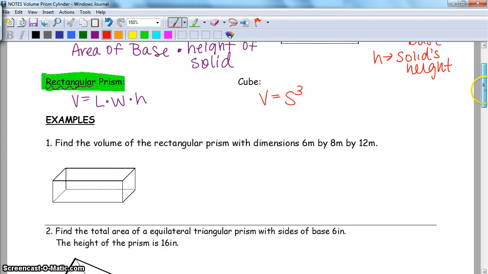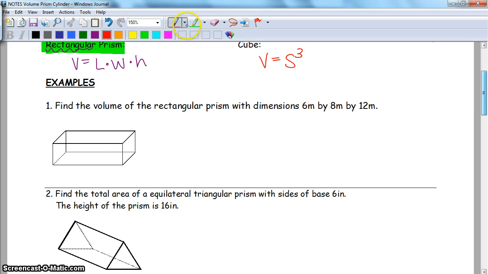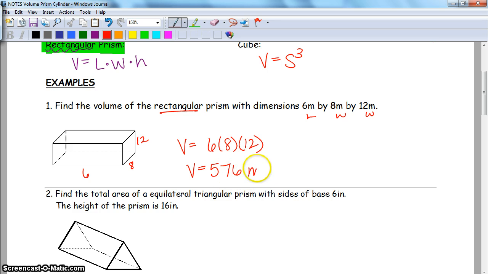So let's look at the first few examples here. When it says that this first rectangular prism has dimensions 6 by 8 by 12, it actually doesn't matter which one you do. I usually think length times width times height. So 6, 8, and 12. You can certainly put the 12 on the front. It doesn't actually matter. So volume is 6 times 8 times 12. When I type that in my calculator, I get a volume of 576 meters cubed. Remember, volume is cubic.